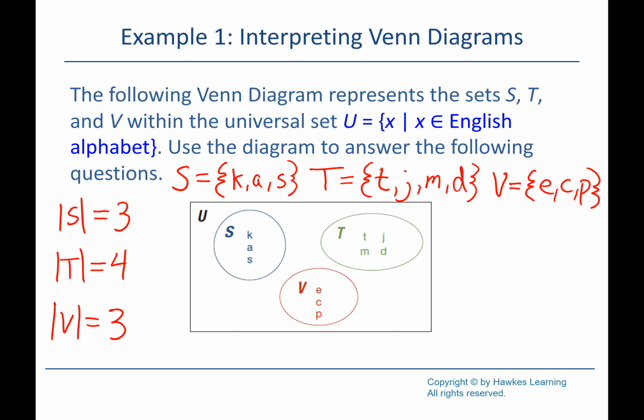It's very tempting to say T complement is K, A, S, E, C, P, the members that are not in T. But that's not it, because we want everything that's in the universal set that's not in T. These are not the only letters that are in the rectangle. They're not the only ones in the universal set. The universal set's all the letters in the English alphabet. So we actually have a big annoying set to write down for T complement. We've got to write down all the English letters except these 4.